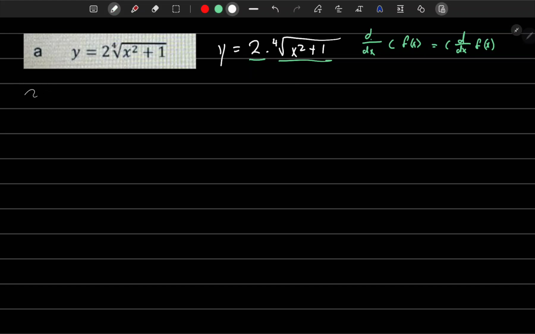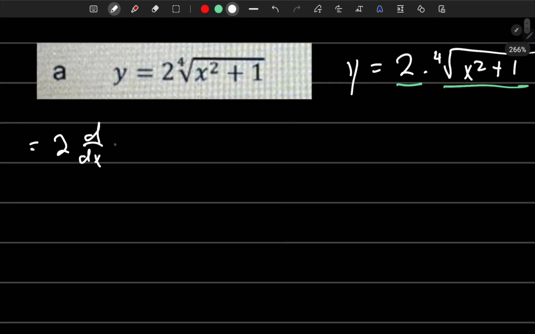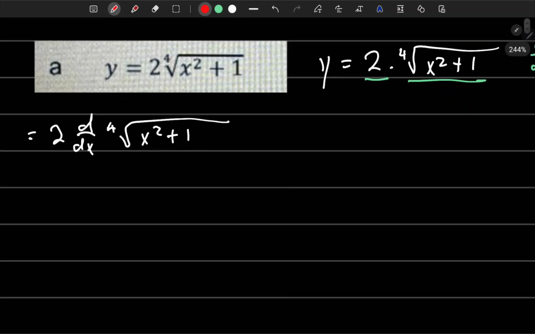So I'm trying to find 2 times d/dx of the fourth root of x squared plus 1. Let me zoom in so that I can write a little bit bigger. Now the way to solve this is that we actually need the chain rule.